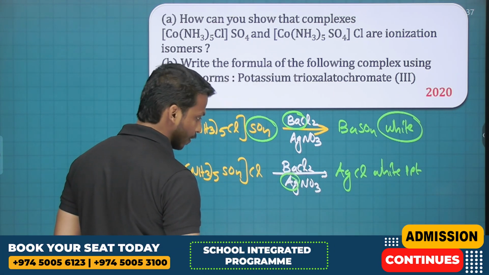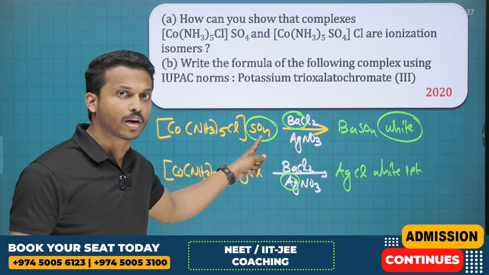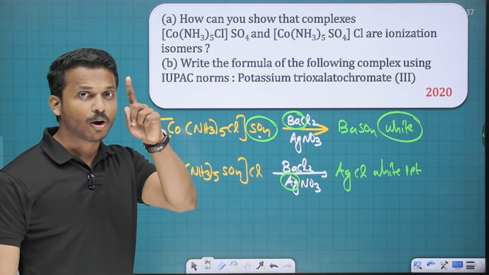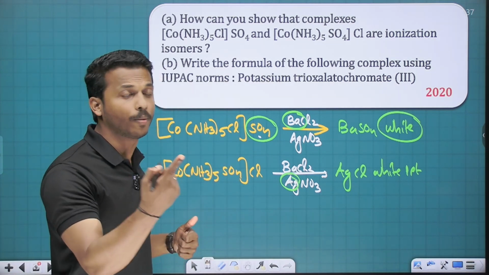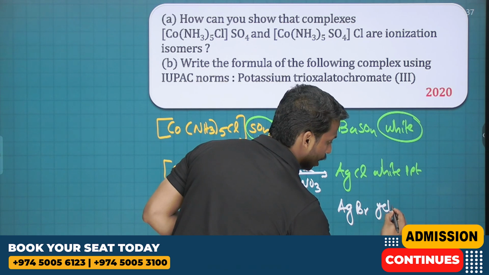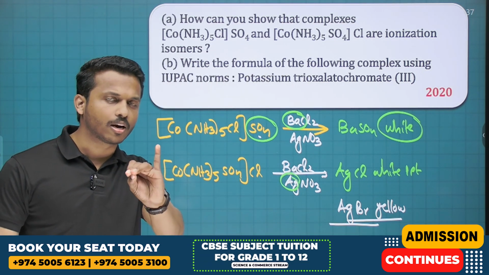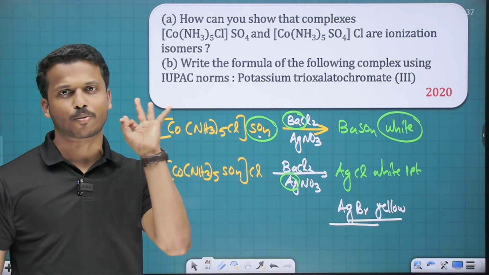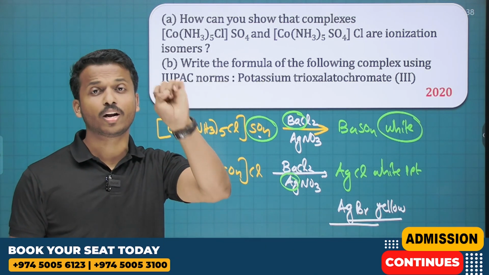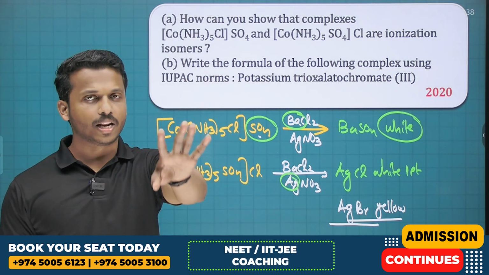There will be a difference in their appearance. So, barium sulfate you get if sulfate is outside. Chloride, if it is outside, you will get AgCl. And one more thing, don't forget, sometimes they give you bromine, then it will give you AgBr. Its color is pale yellow. That also should be noted. Mainly they ask you these three: barium sulfate, silver chloride, silver bromide. So this is the test to identify the ionization isomer. Which one? Barium chloride and silver nitrate. If sulfate is outside, you will get barium sulfate.